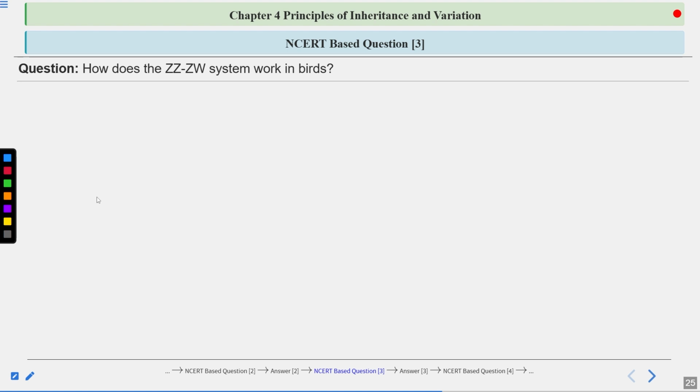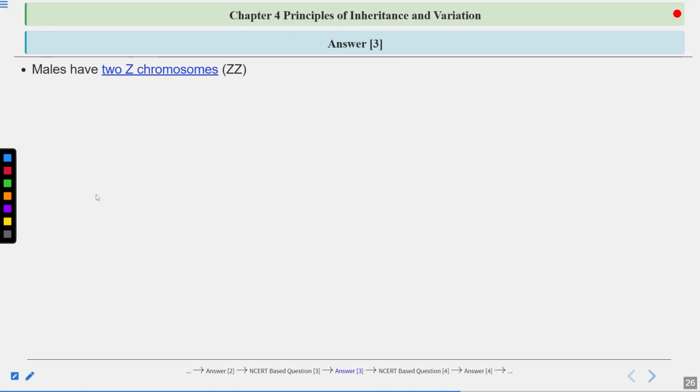Next question, how does the ZZ and ZW system work in the birds? So what will be the answer to this question? Okay, here the males have 2 Z chromosomes. So males are homogametic here. They are producing only one kind of sperm, having the Z chromosome only.